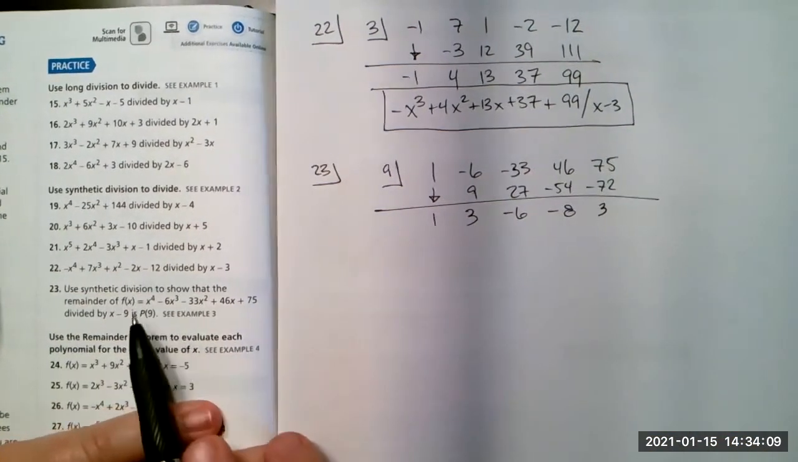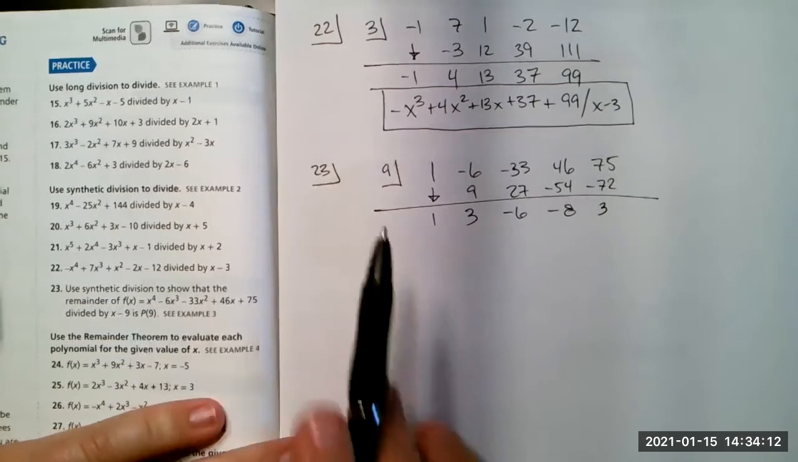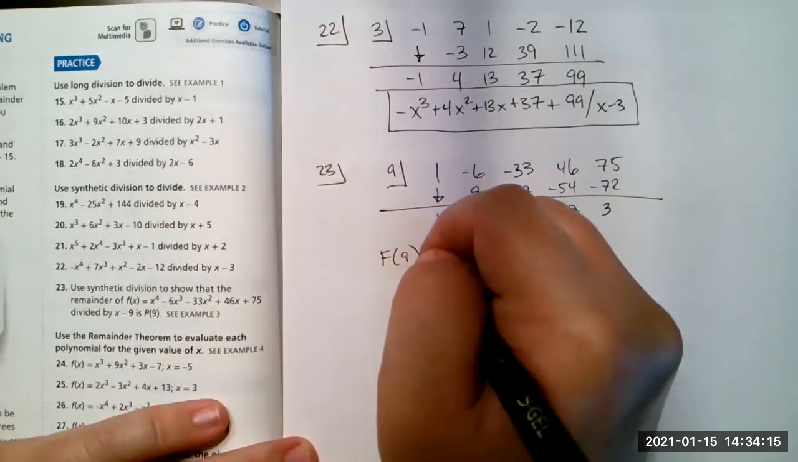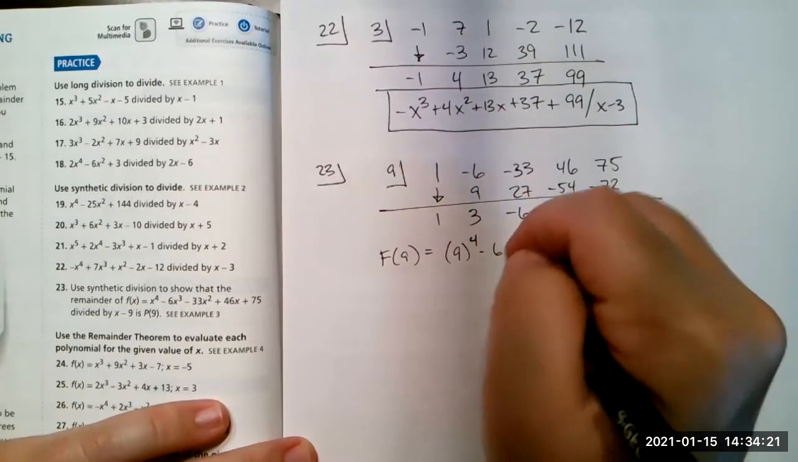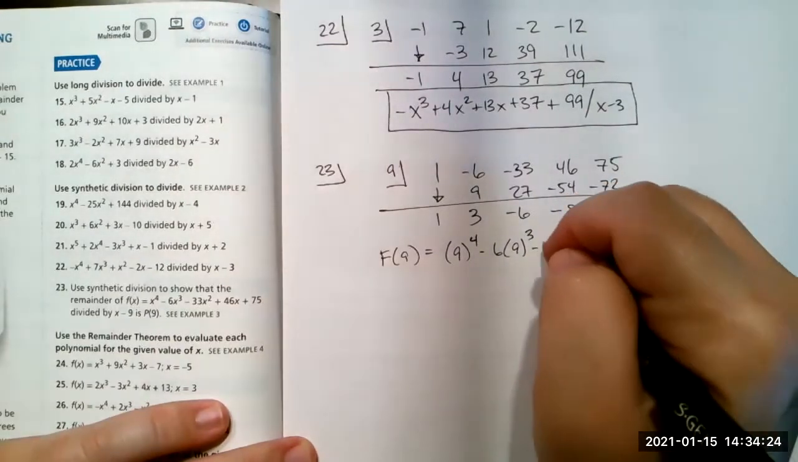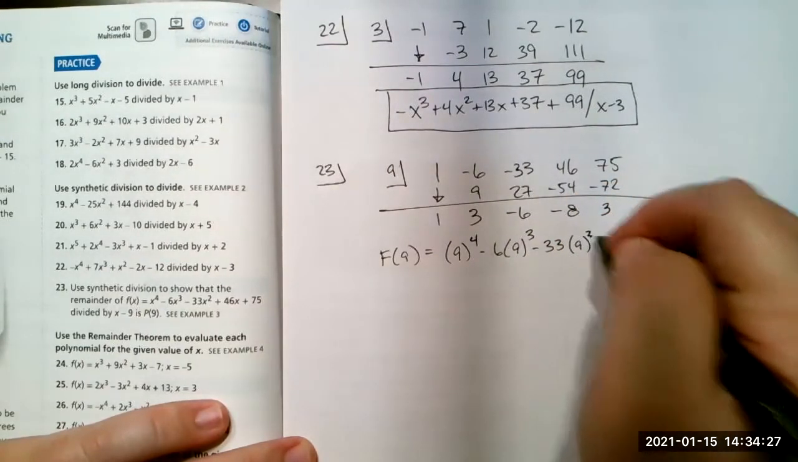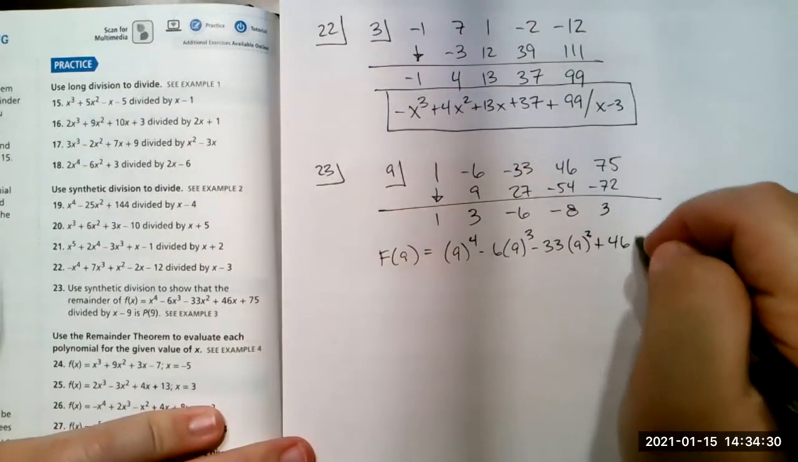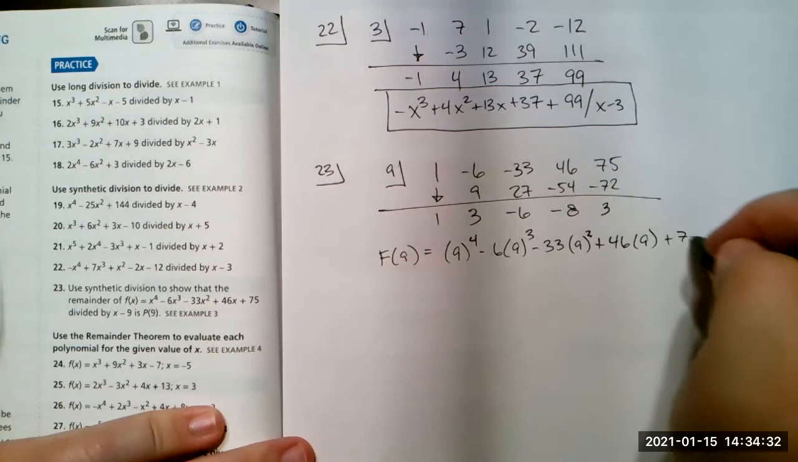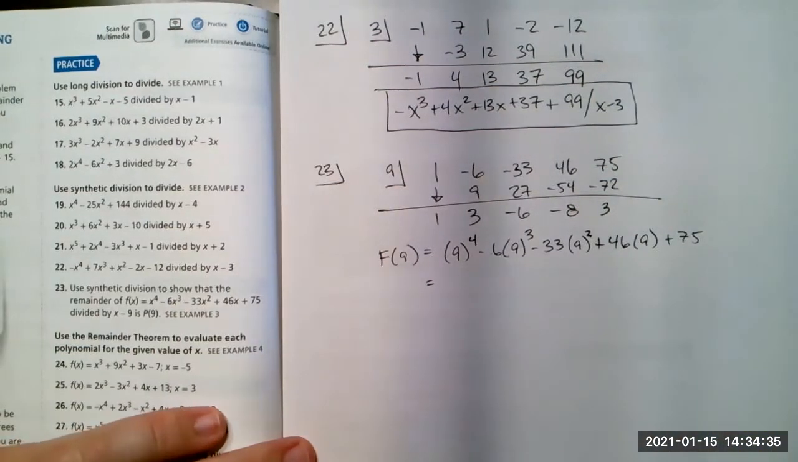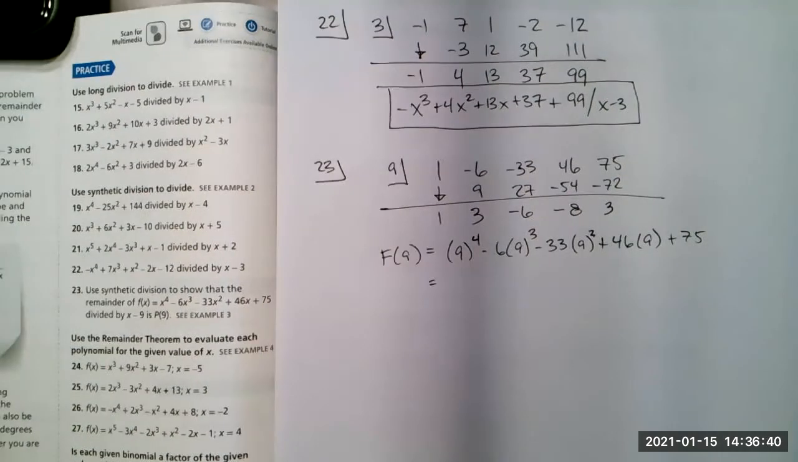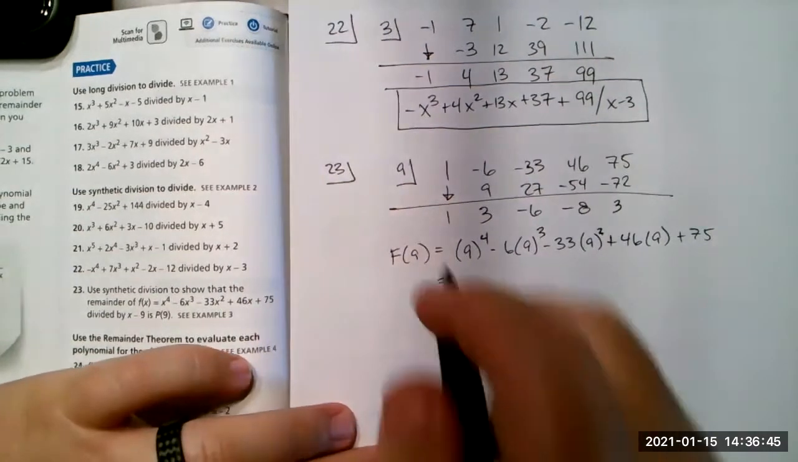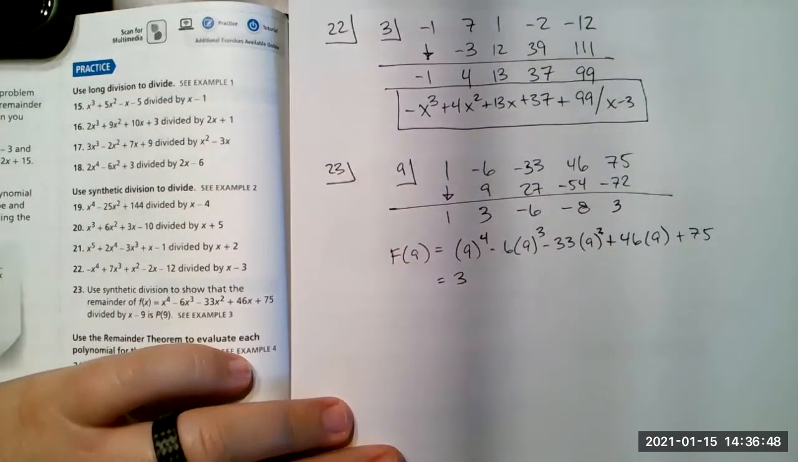So let's go ahead and do that. We'll take f of x and we're going to evaluate it using 9. So it's going to be f of 9 equals 9 to the 4th power minus 6 times 9 to the 3rd power minus 33 times 9 to the 2nd power plus 46 times 9 plus 75. I'm going to pause the video for a second and do the math here and make sure my answer is correct. Okay, I evaluated that function, f of x. I plugged in 9 and it did give you the remainder of 3.